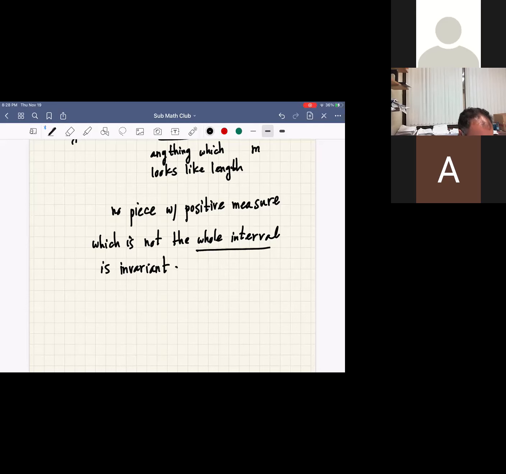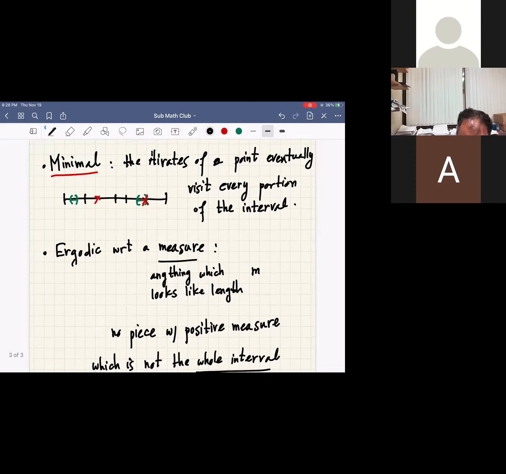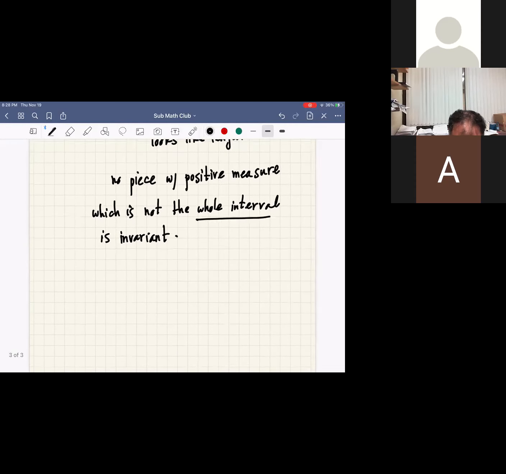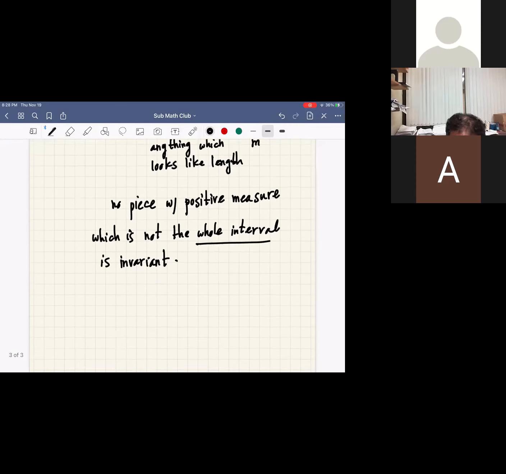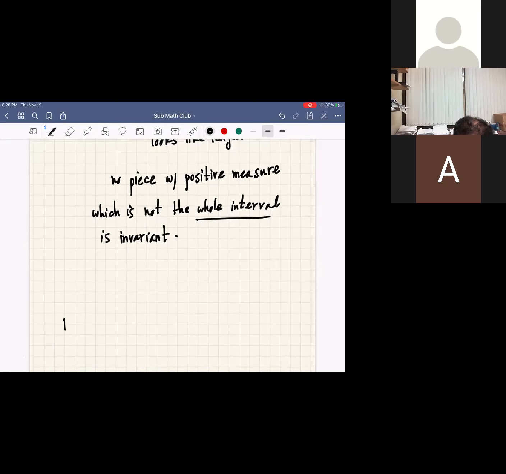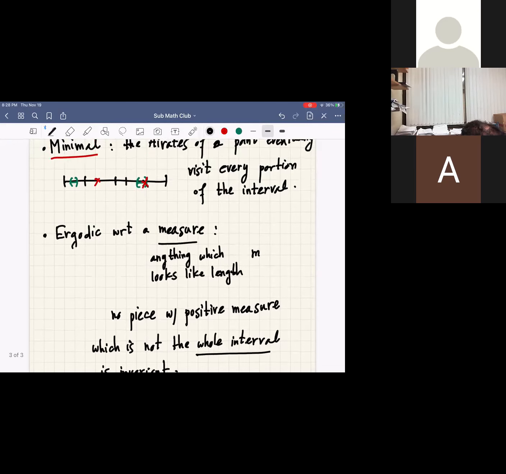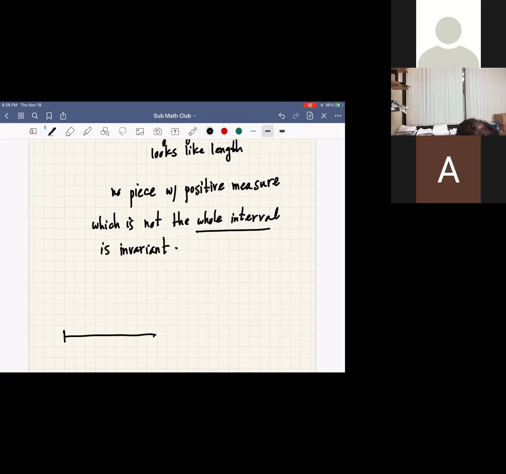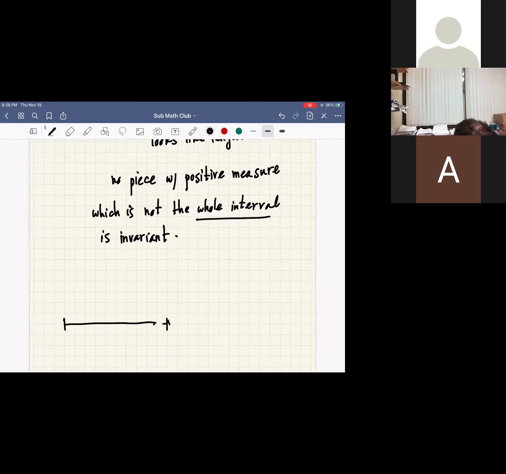So if you keep iterating this, let's pick part of this interval. Let me draw it here. Let me see how long it is. So let's say you take this interval and take some sub-interval of it, a piece which looks like this.